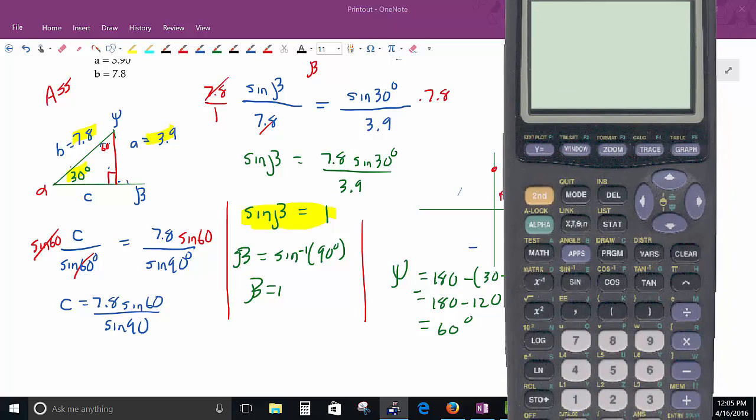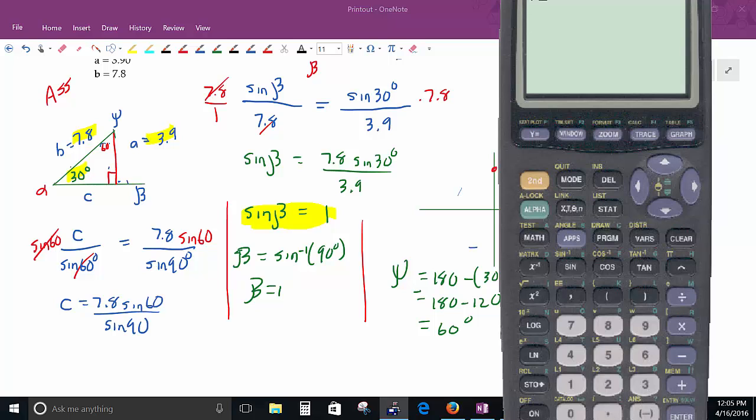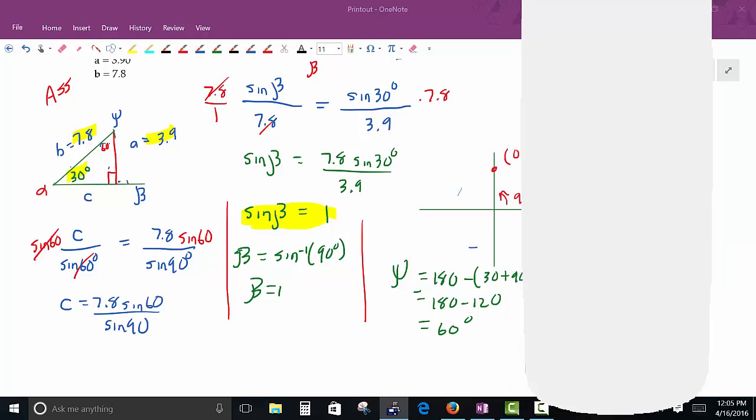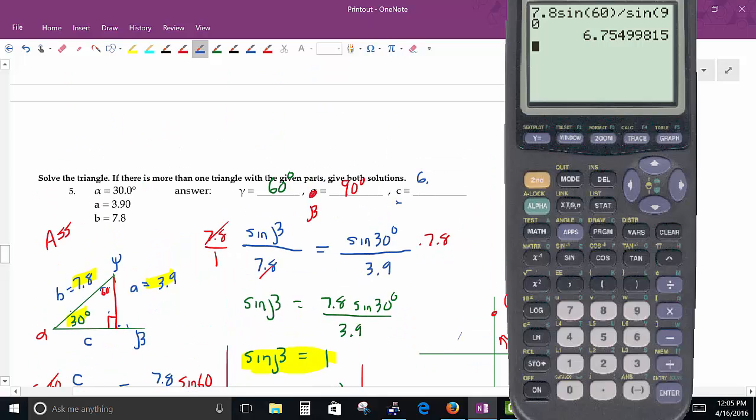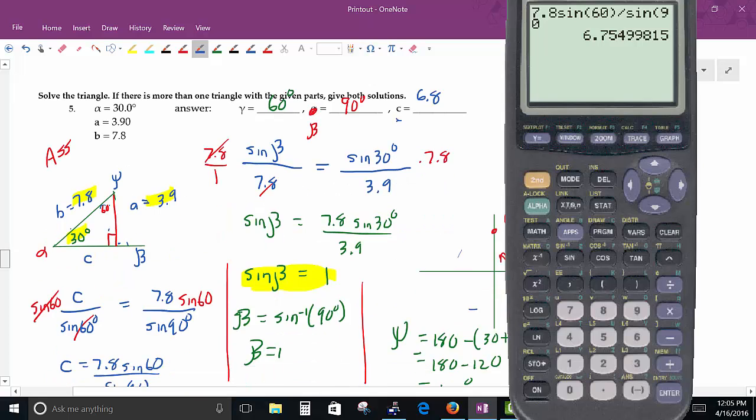So what I'll have is 7.8, then times the sine of 60, and then divide that by the sine of 90. So I get the final answer: C is equal to 6.8 approximately. And then the problem is solved. And then that could be checked. So there's just one answer to this problem.